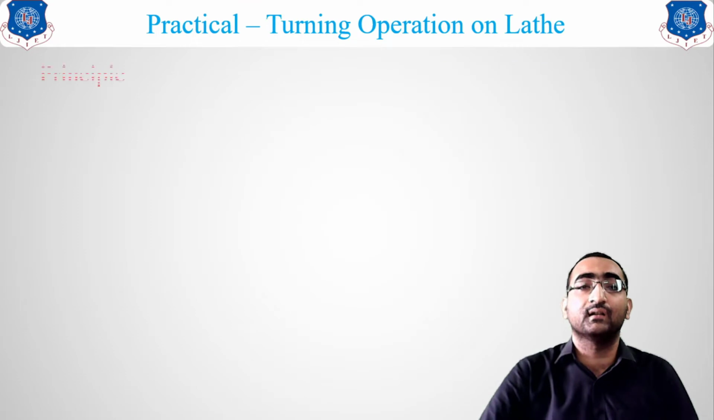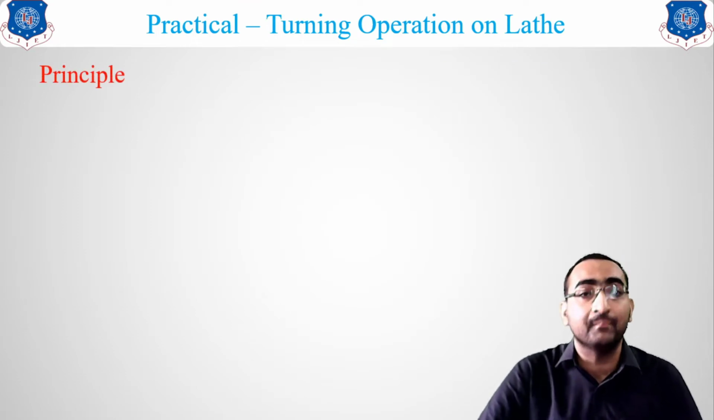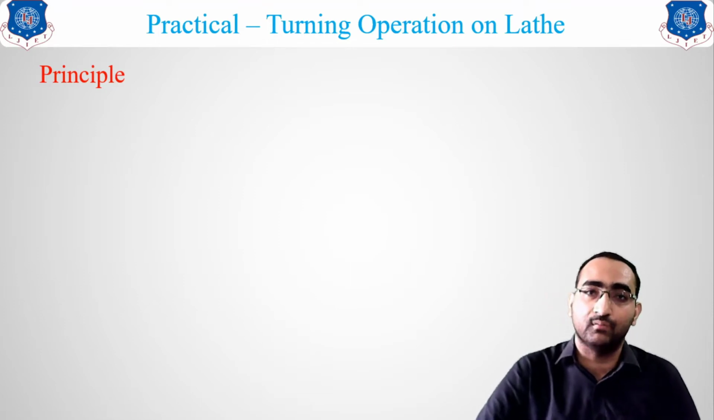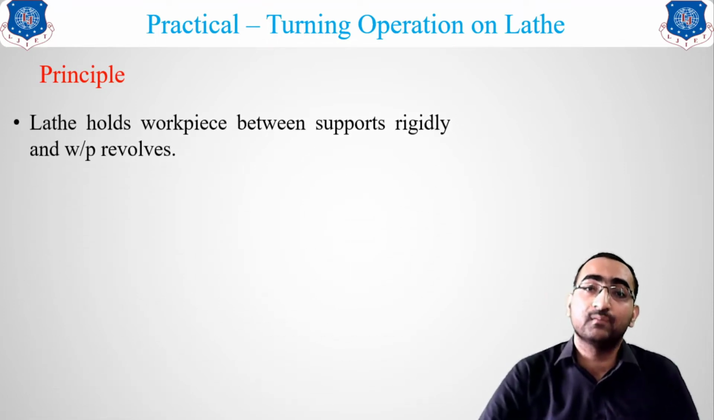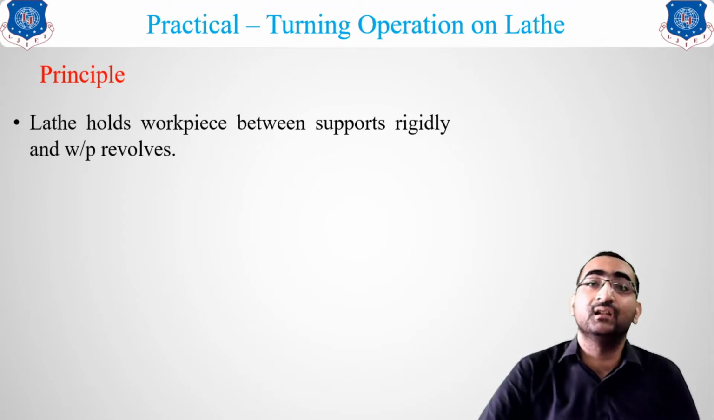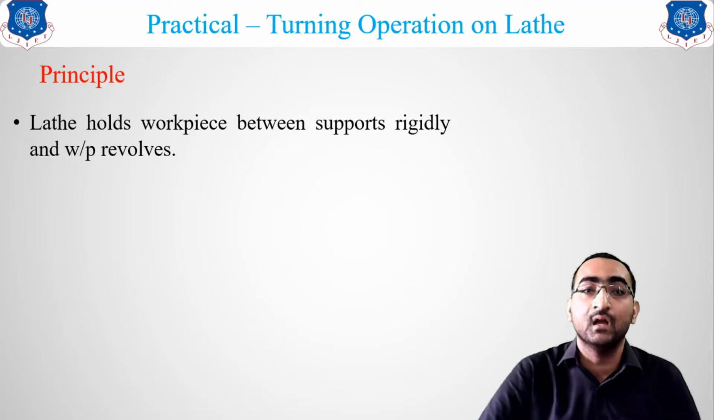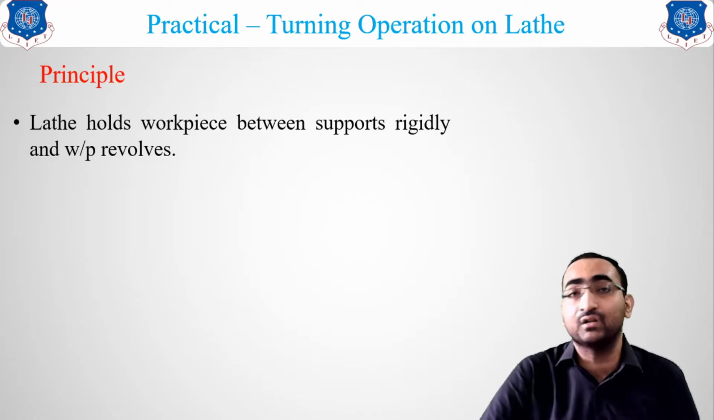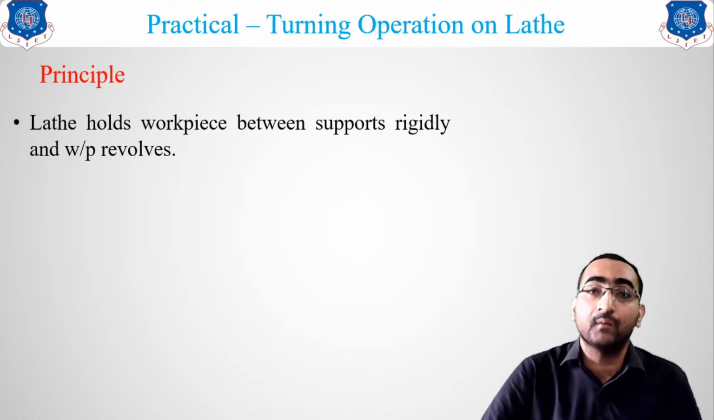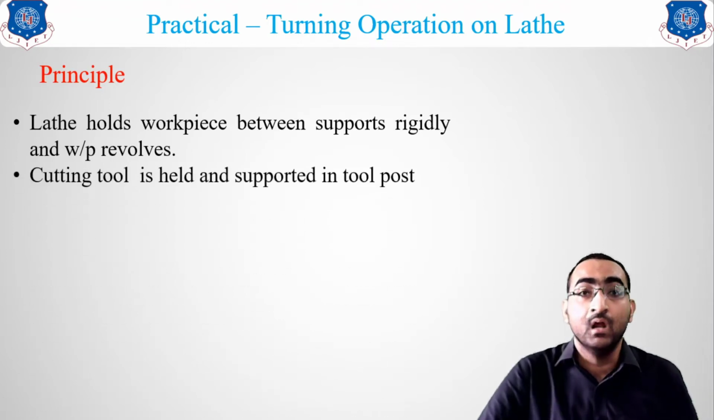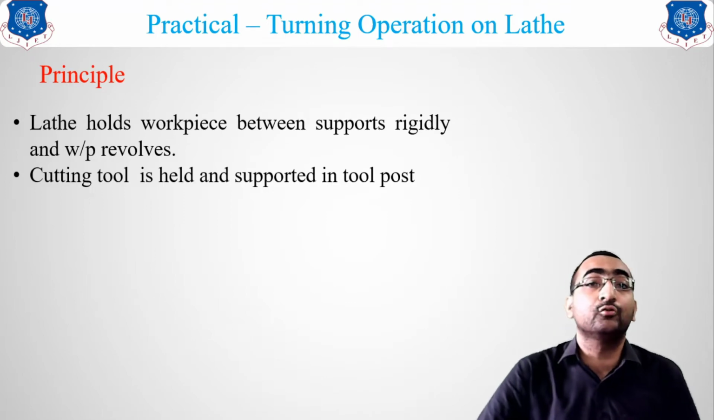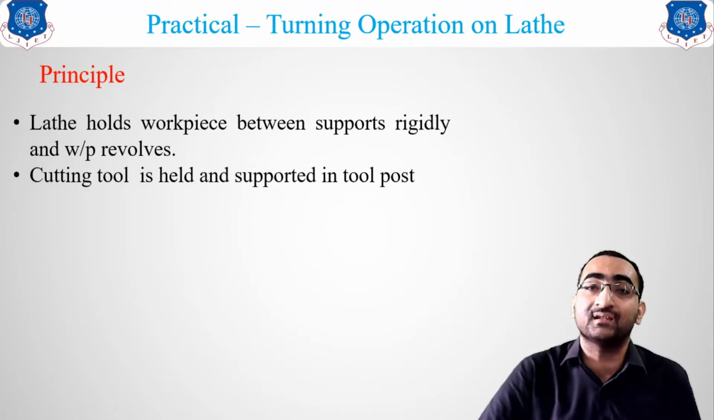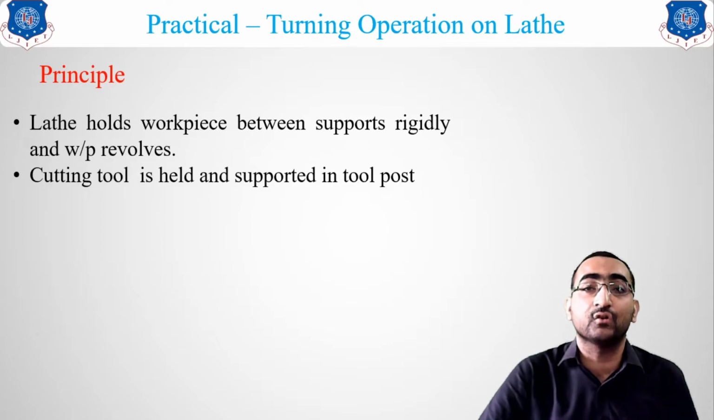Now let us proceed further to the major principle behind this turning operation or the lathe machine. First of all, we will see how this operation works. The lathe will hold the workpiece very firmly between its jaws, which are located at the headstock. In the headstock there is a 3 jaw or 4 jaw chuck. In that chuck we place our workpiece, and the workpiece is allowed to revolve at a very high speed. The cutting tool is supported at the tool post, and we place the cutting tool at the carriage in the lathe.